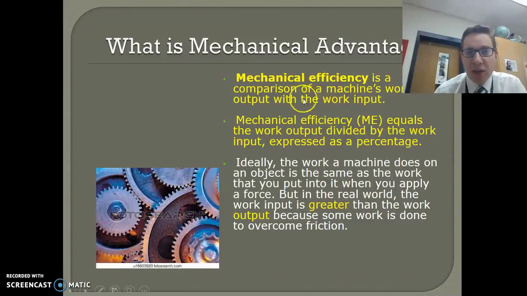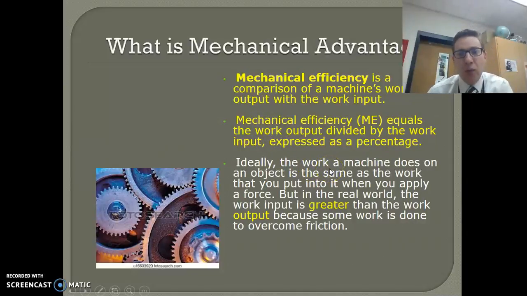So let's finish up mechanical advantage. The last part of mechanical advantage is mechanical efficiency. It is a way we compare a machine's work output with the work input. So efficiency equals work output divided by work input. Same as mechanical advantage, but we're talking about work and not the force.